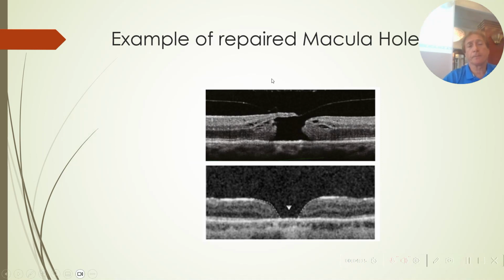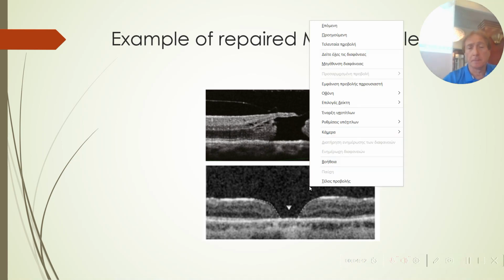And by the way, if this macular hole is detected, after the operation, we have this situation. So this is a disrupted macula, and after operation, it looks better, and it can improve massively the vision capability of a person.